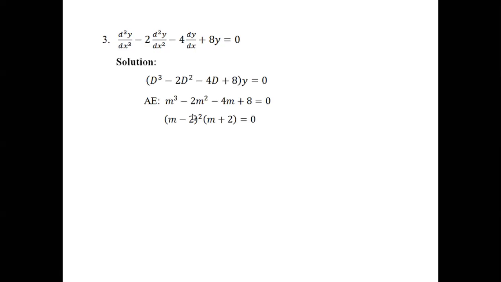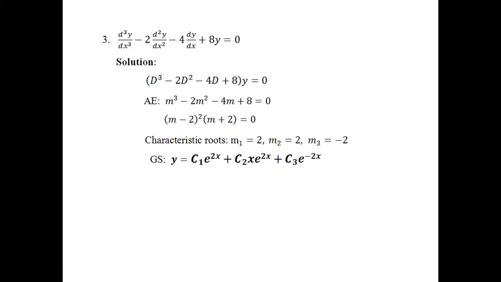Number 3 was the third differential coefficient of y with respect to x minus 2 times the second differential coefficient of y with respect to x minus 4 dy over dx plus 8y is equal to 0. For the solution, step 1, we converted the given differential equation into the D notation. From there, we came up with the auxiliary equation, from which we got 3 roots.